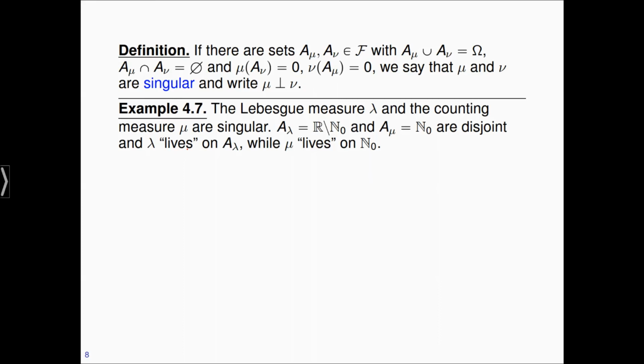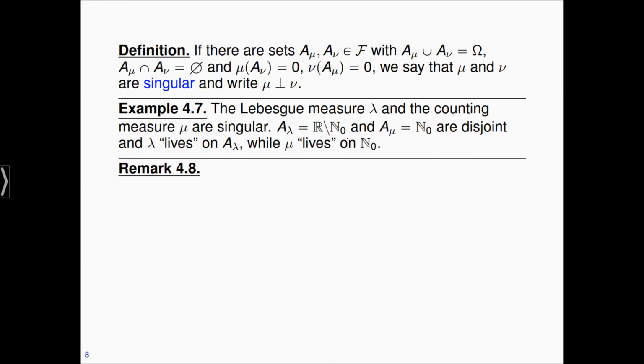So I write here lambda lives on A_lambda. Of course, lambda lives on the whole set, on the whole real numbers. But it doesn't matter if you take countably many numbers out of these real numbers, you still have a nice Lebesgue measure. The Lebesgue measure doesn't care about the non-negative integers. And similarly, the counting measure lives on N_0. Of course, the counting measure lives on R also. So, of course, you can plug in whatever negative numbers into mu, but it will give you 0. Okay, so in this sense, mu lives on the non-negative integers.